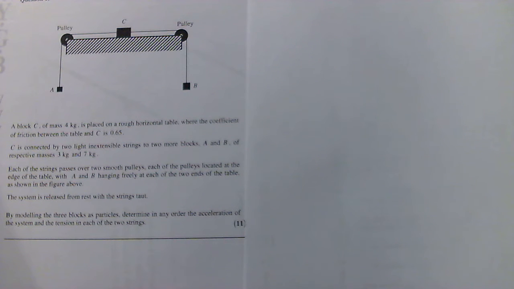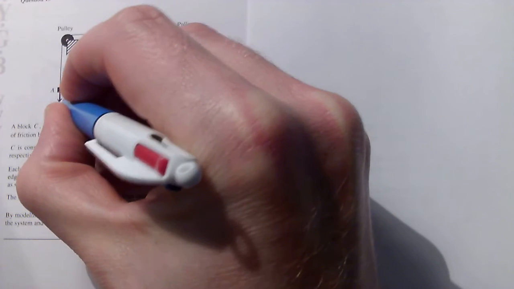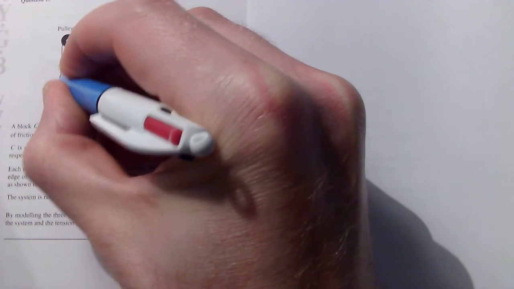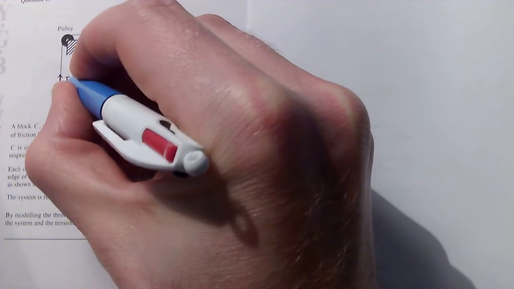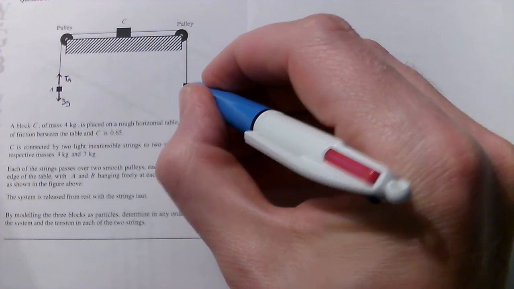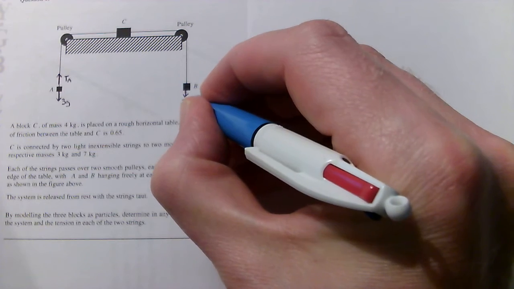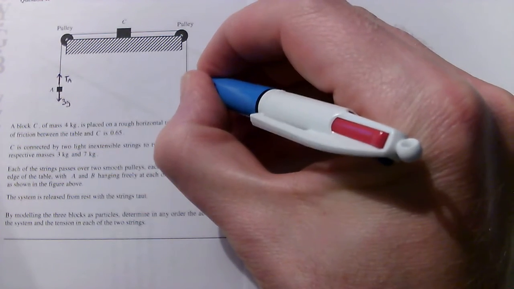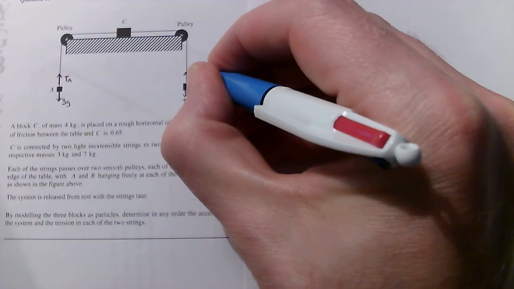Okay, so we can just start by putting the forces onto our diagram. We know that A is 3 kilograms, so there's a downward force acting on A of 3G. There's an upward force there, which we're going to call the tension in A. We'll call that TA. In B we know 7 kilograms, so that's got a force of 7G, and an upward force we're going to call the tension in this string. We'll call it TB.